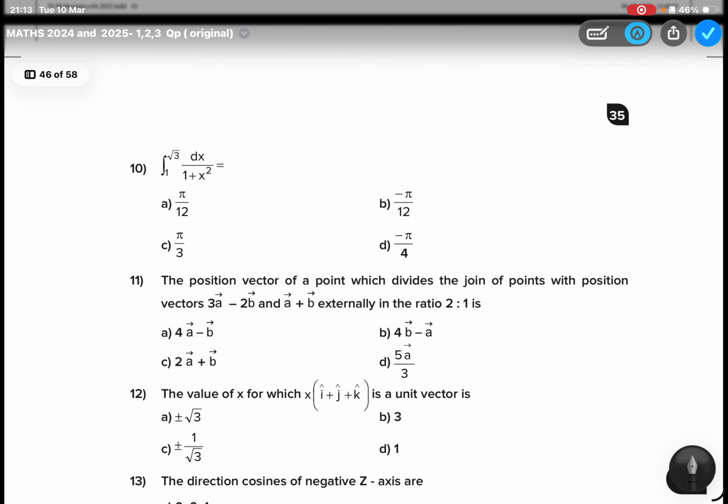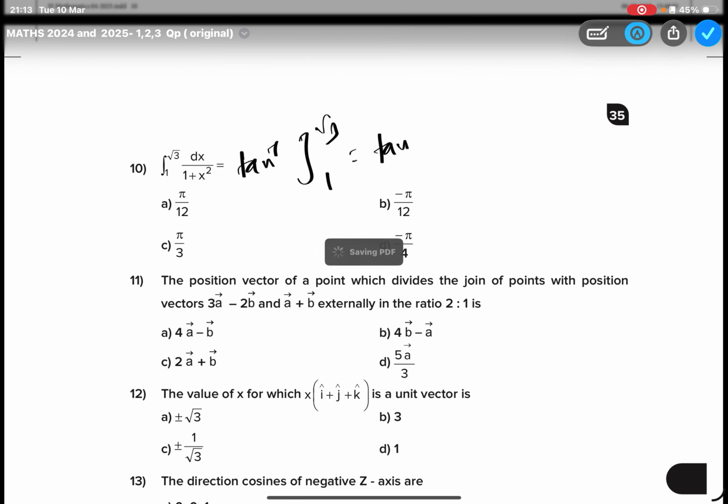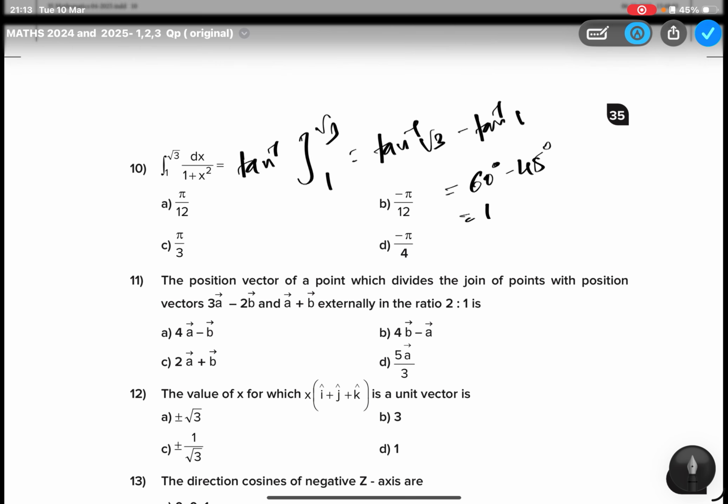And now the 10th question. It is nothing but tan inverse of root 3 and 1. Tan inverse of root 3 minus tan inverse of 1. Tan inverse of root 3 comes at 60 degrees. This will be 45 degrees. It means pi by 3 minus pi by 4.